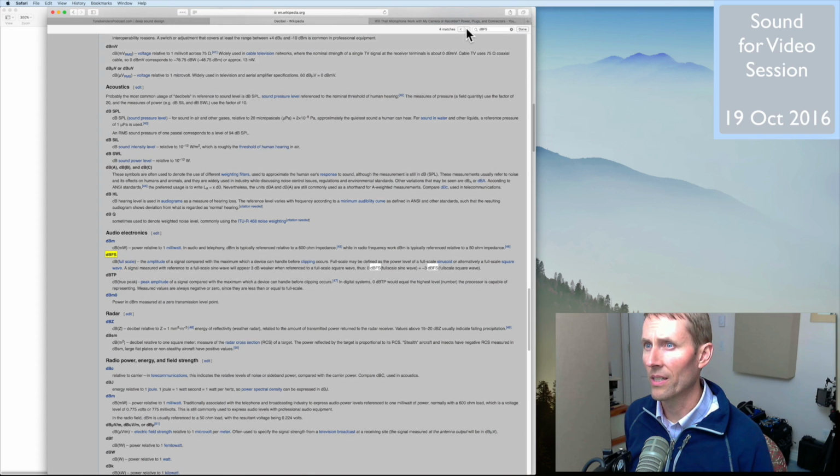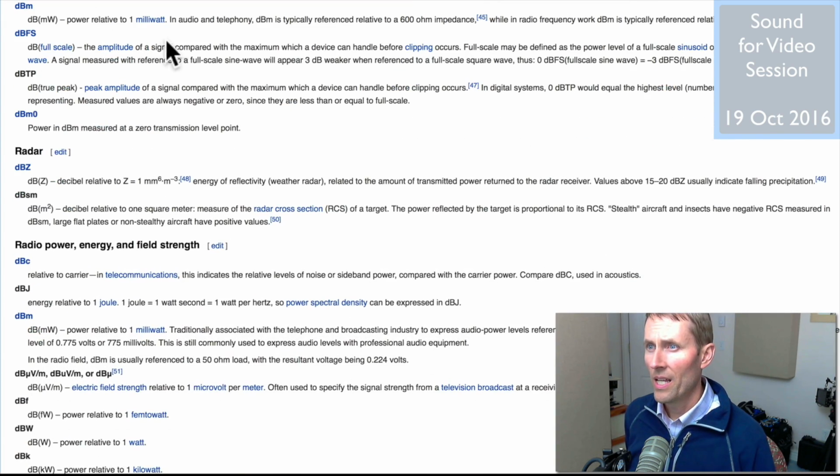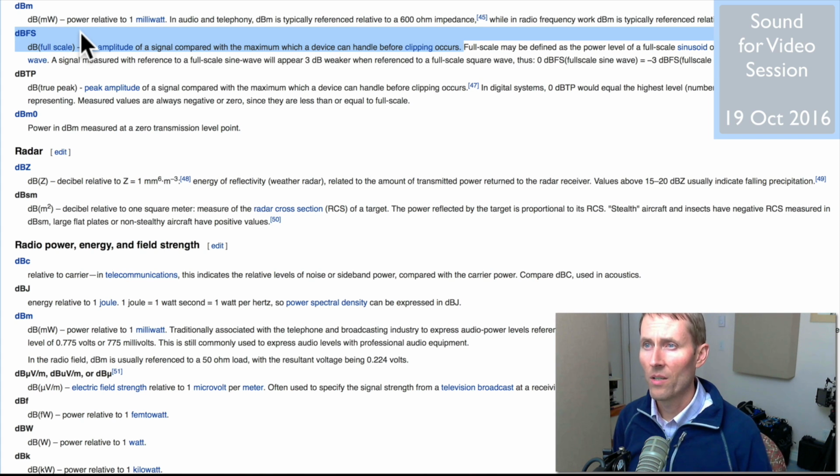Let's go and find that again. Here it is, right here. This is the amplitude of a signal compared with the maximum which a device can handle before clipping occurs. Almost all digital systems are going to have meters. Not all of them, but a lot of them are going to have meters with a dB full scale.